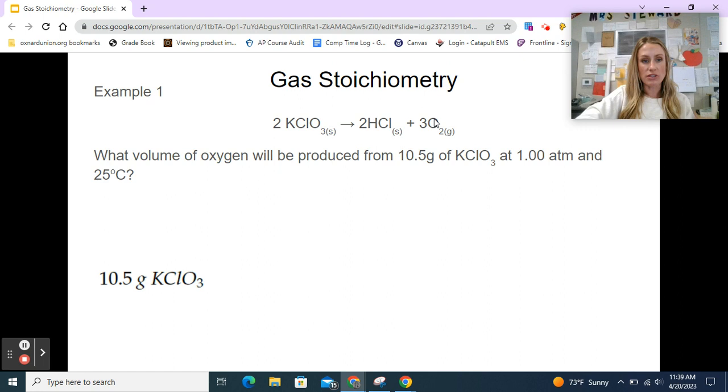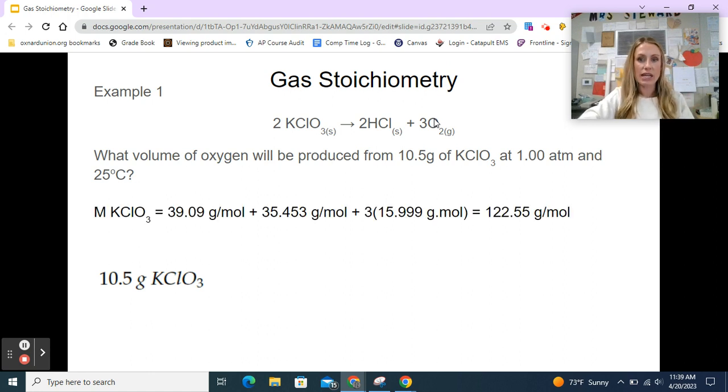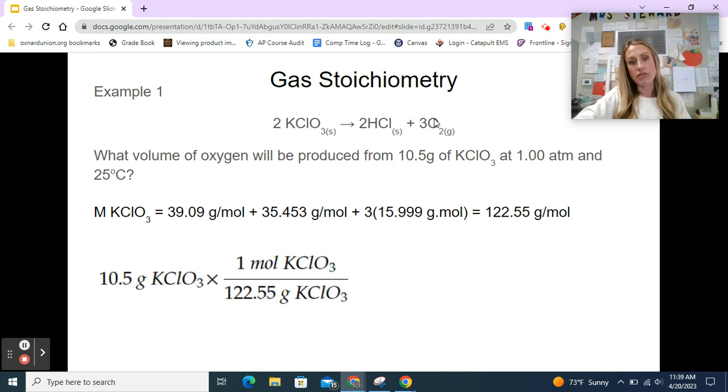So we first have to look at the periodic table, and then we're going to add up the molar masses of potassium, chlorine, and then 3 oxygens. And so I end up getting 122.55 grams per mole for that. So I'm going to put my conversion factor down. I'm dividing by the molar mass because I want to cancel out grams here. And remember, it has to go diagonal, so it has to go on the bottom. And now I've converted to moles of potassium chlorate.